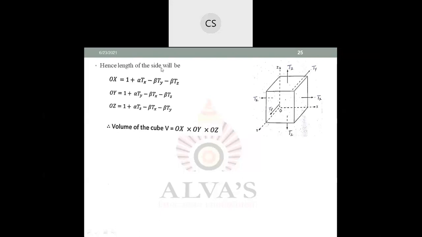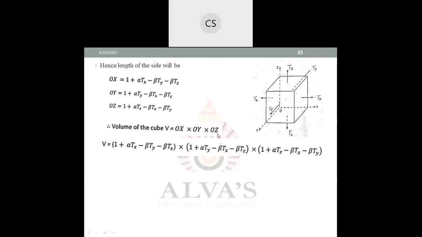So, the three side lengths we have found out. Then what will be the volume of the cube after applying tensile force? The volume of the cube will be OX into OY into OZ. If you multiply the three side lengths, you will get the volume of the cube. So substitute the values of OX, OY and OZ.